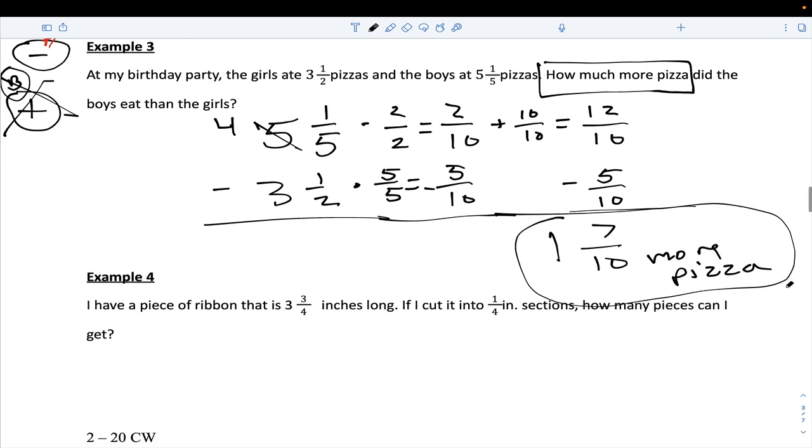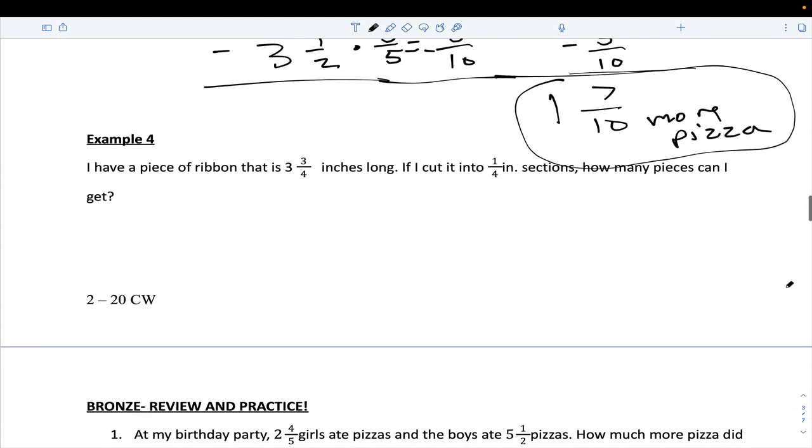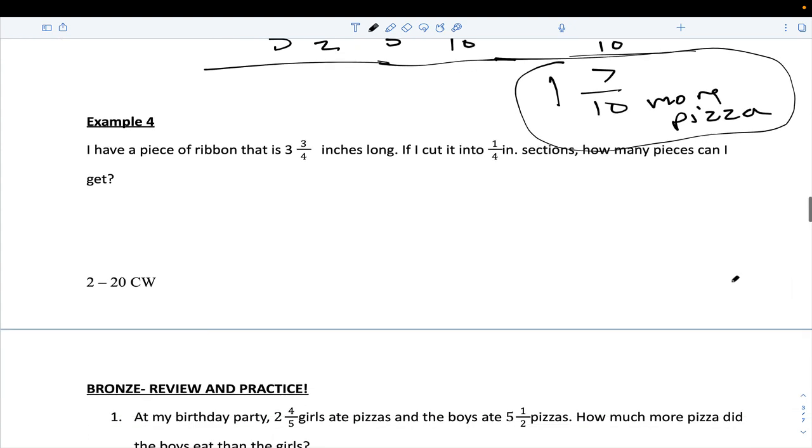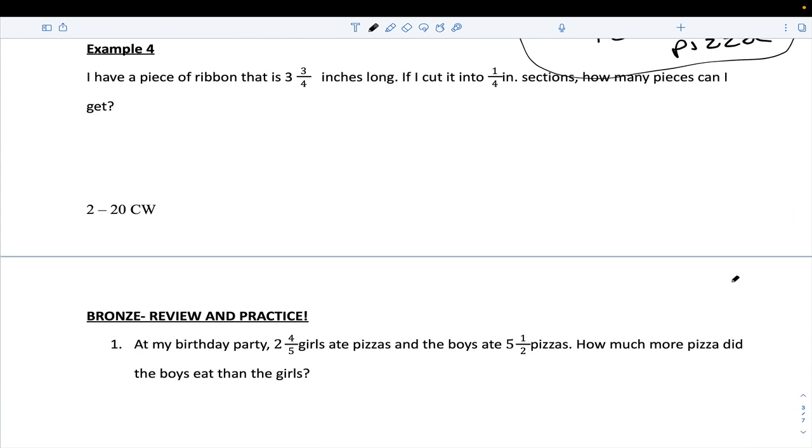Beautiful. Last example, read it for me, please. Kenley. I have this piece of ribbon that is 3 3/4 inches long. If I cut it into 1/4 inches sections, how many pieces can I get? Find a keyword in 10 seconds. Don't talk to your partner yet.